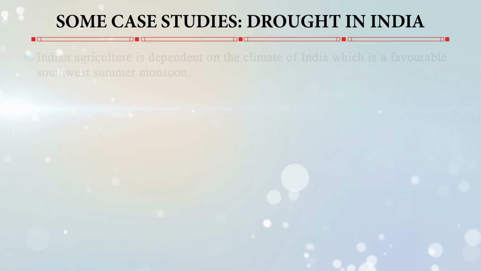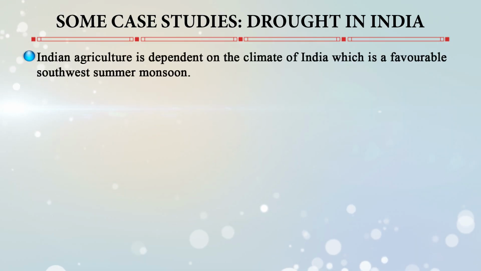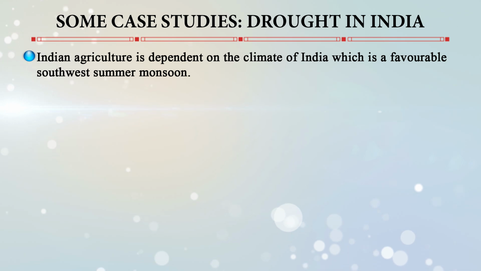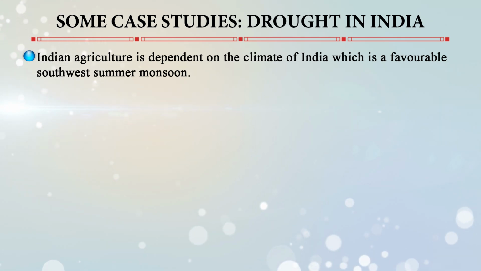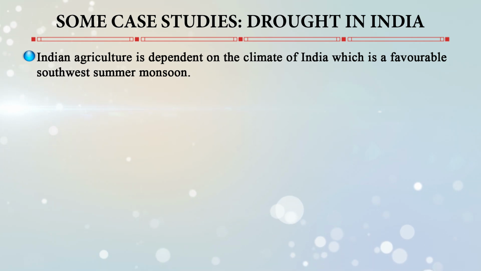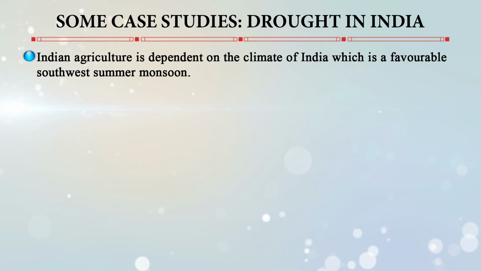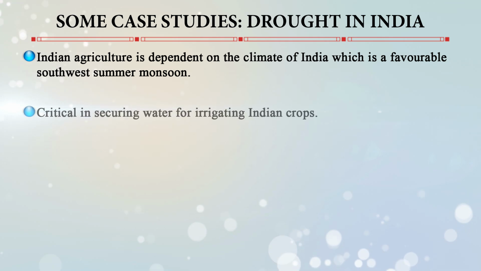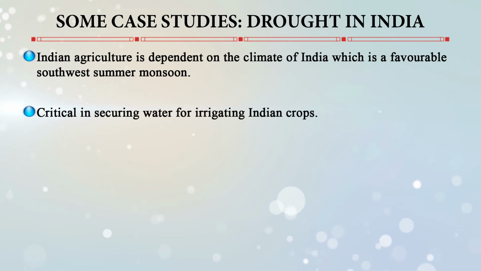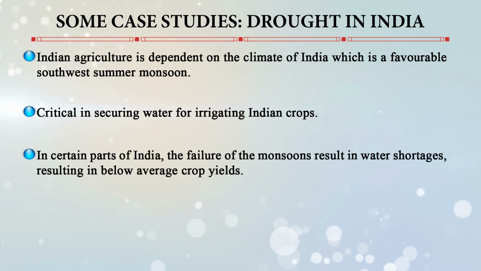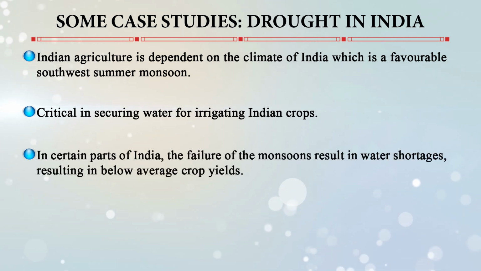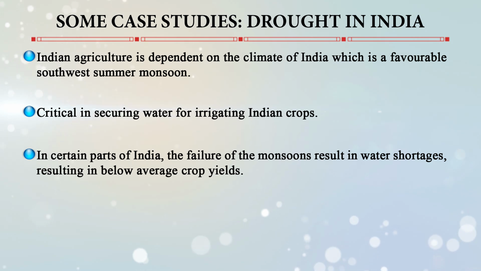If we are to cite some case studies in India, Indian agriculture is mainly dependent on the climate of India, which is a favorable southwest summer monsoon. We are an agrarian economy and basically most of us practice agriculture, which is the basic occupation of many. So this monsoon is critical in securing water for irrigating the Indian crops, and in certain parts of India, the failure of the monsoons results in water shortage. It can result in below average crop yield.